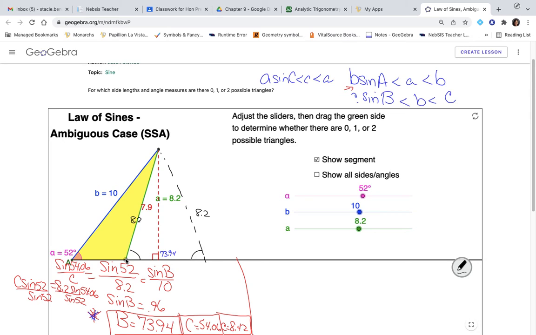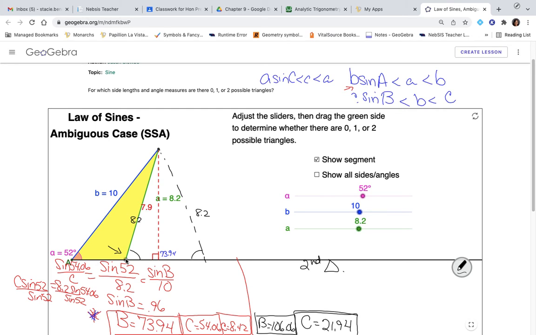All you have to do when you want to find your new angle B is find its supplement. The first guy you found, take 180 minus it. Okay, so 180 minus 73.94 gets us our new angle B, 106.06. Okay? That and the 52 are two of our angles. Subtract that from 180, and we get our new angle C, 21.94 of our second triangle.